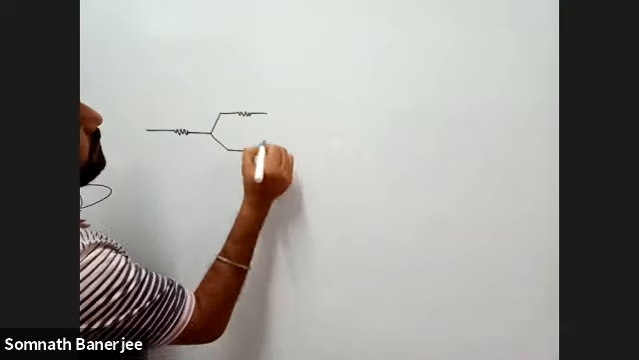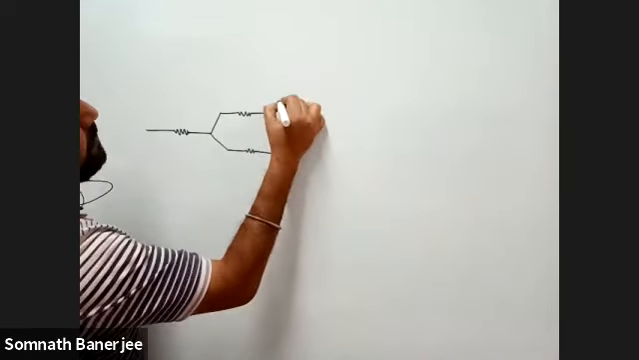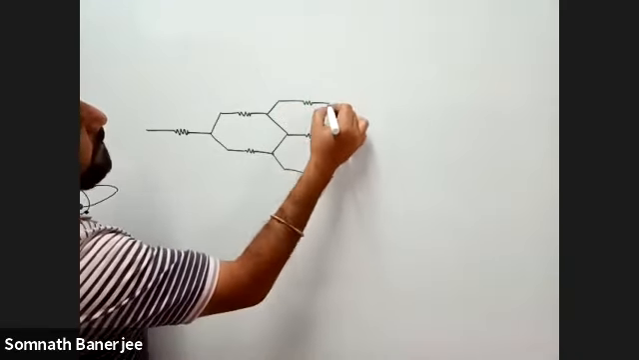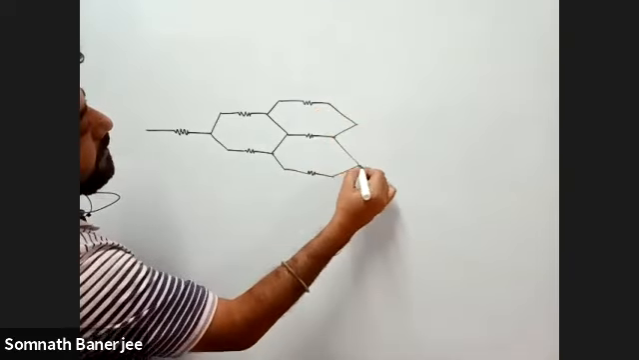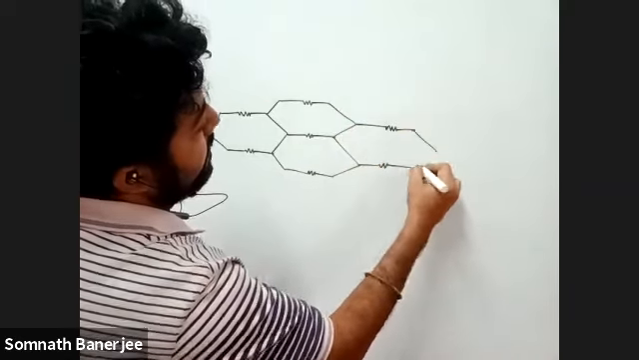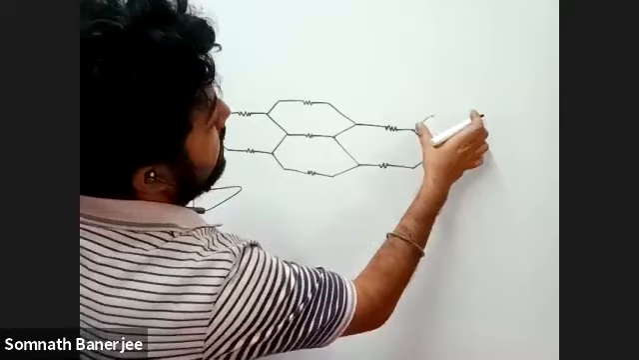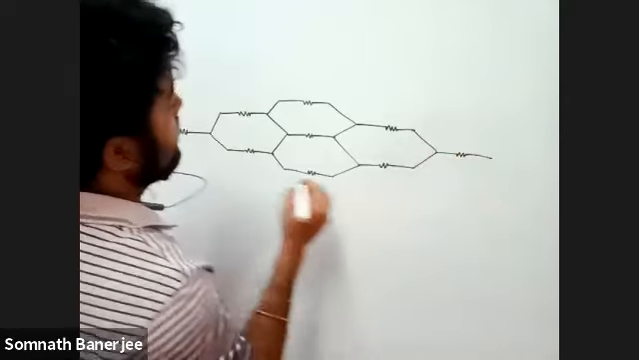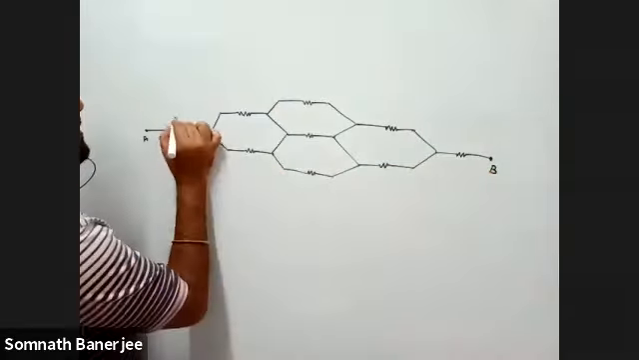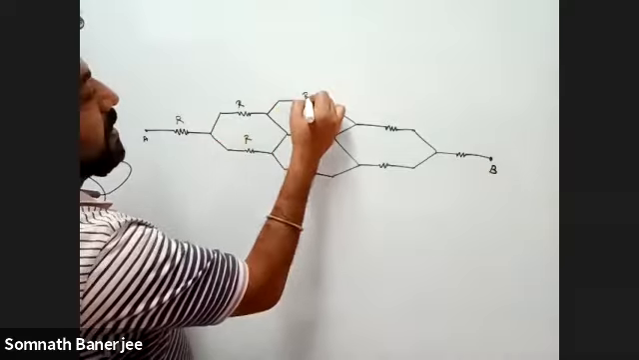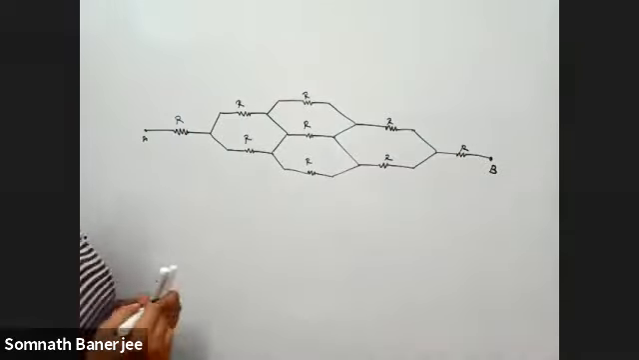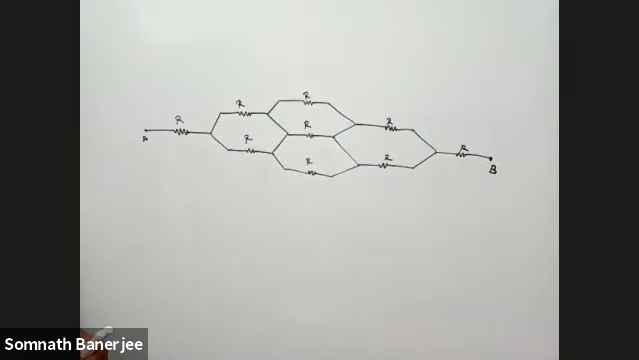Suppose we have this type of resistance network. This point is A and this point is B. The resistance in each branch is R. What we have to find out is the equivalent resistance between A and B.